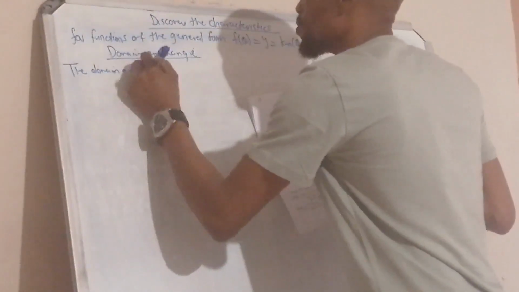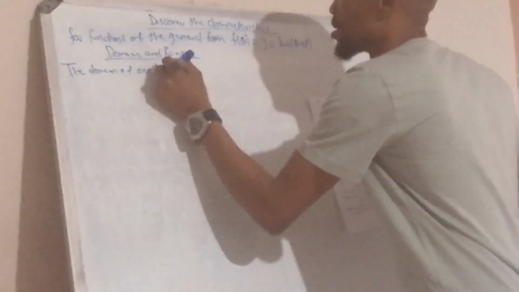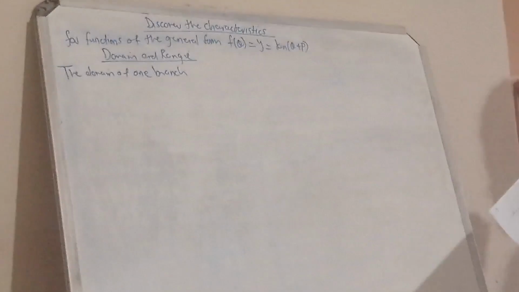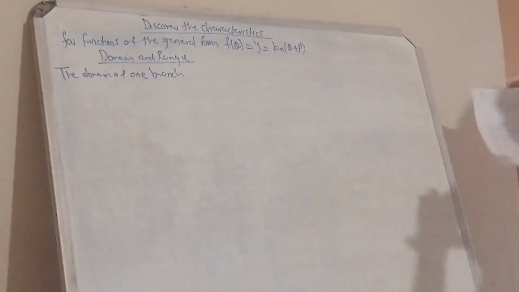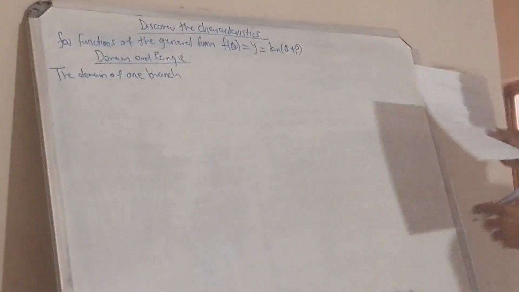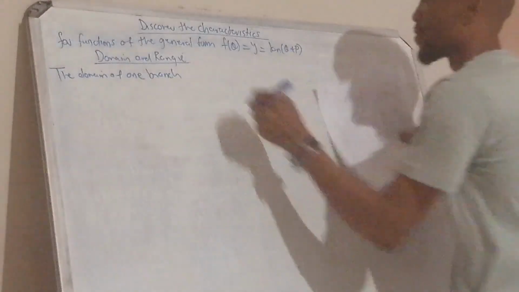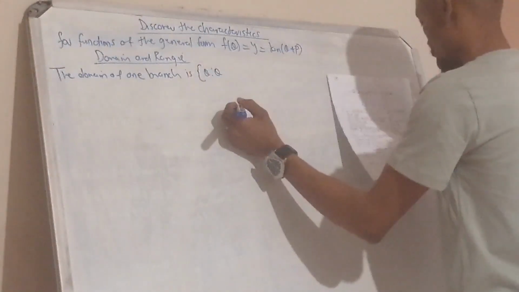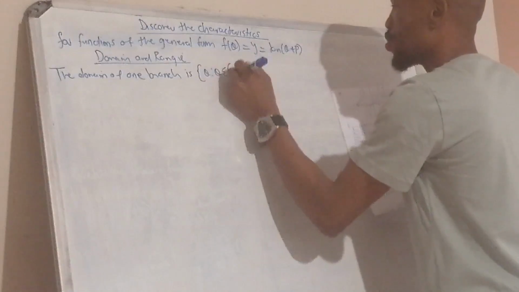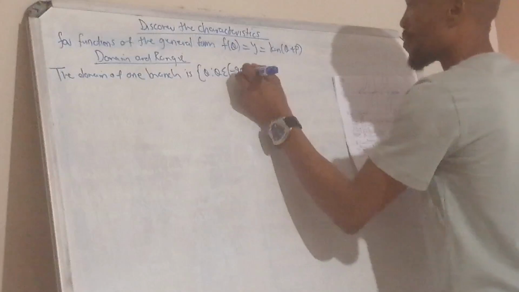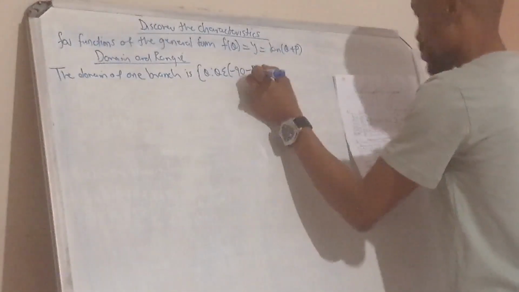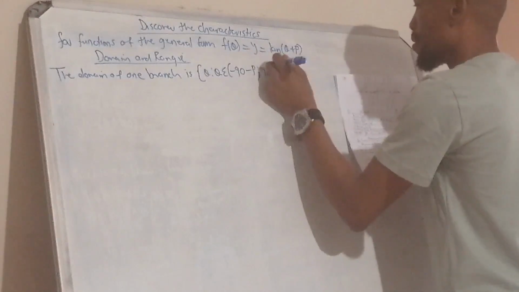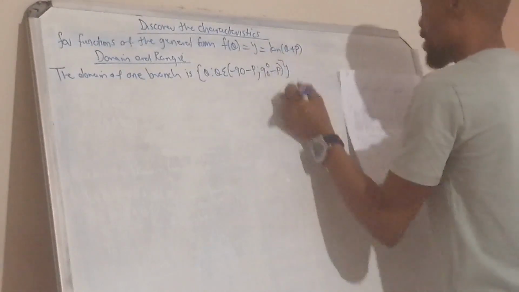The domain of one branch, one piece, because we are looking at minus 180 and 180, is divided into two equal parts. The domain of one branch is theta such that theta is an element between minus 90 minus p and 90 minus p. This is how you find the domain.